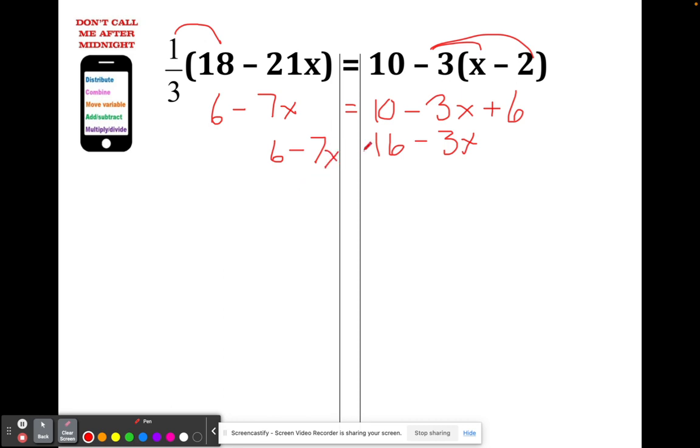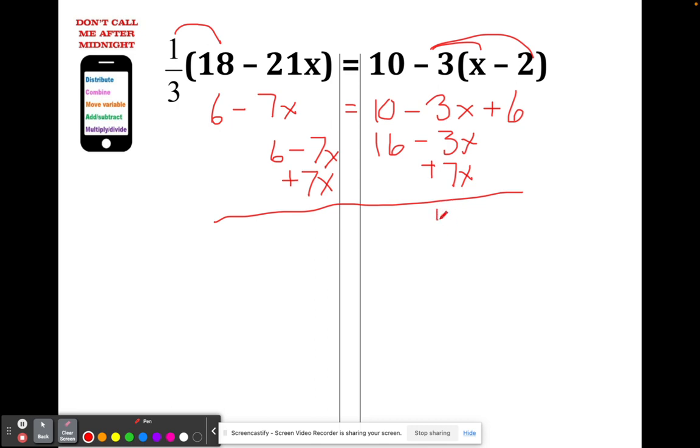Go to the bigger party. They're both negative, but negative 3x is still bigger than negative 7x. I'm going to add 7x to both sides. Why do I go to the bigger party? It's because I end up with the positive variable. Would you get it wrong if you went the other way? No, it would work. I just like having a positive variable.